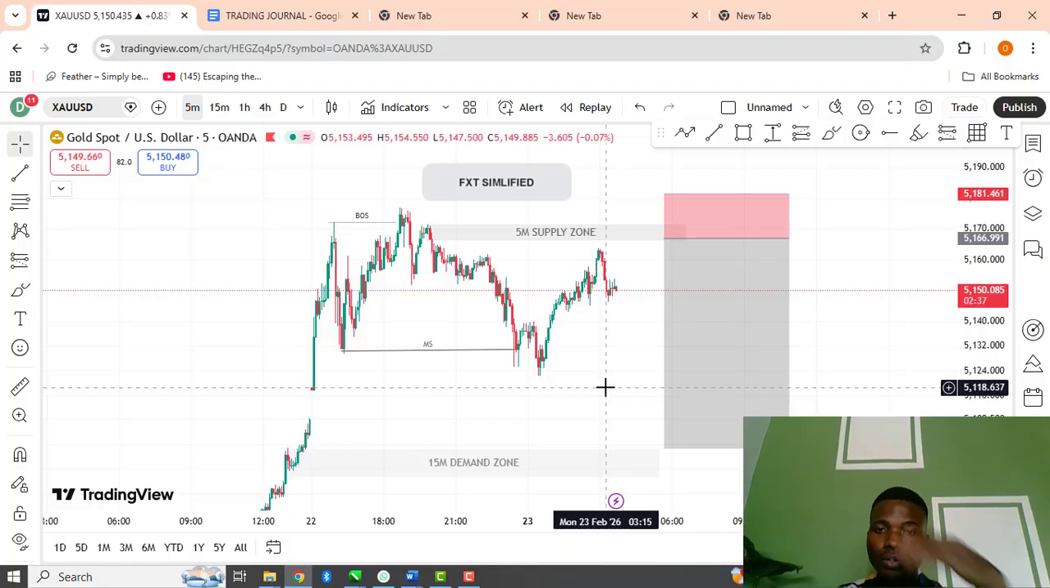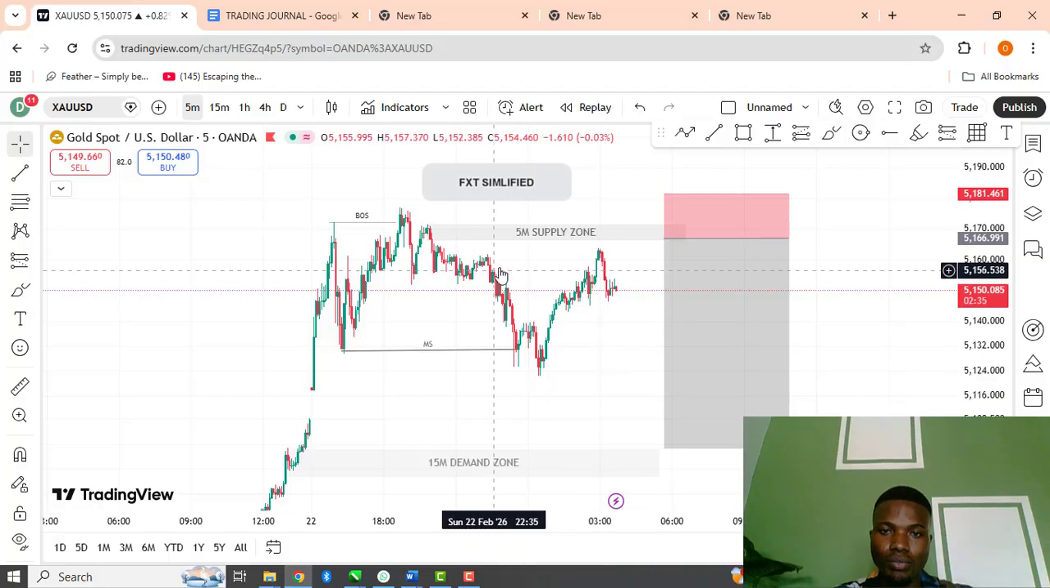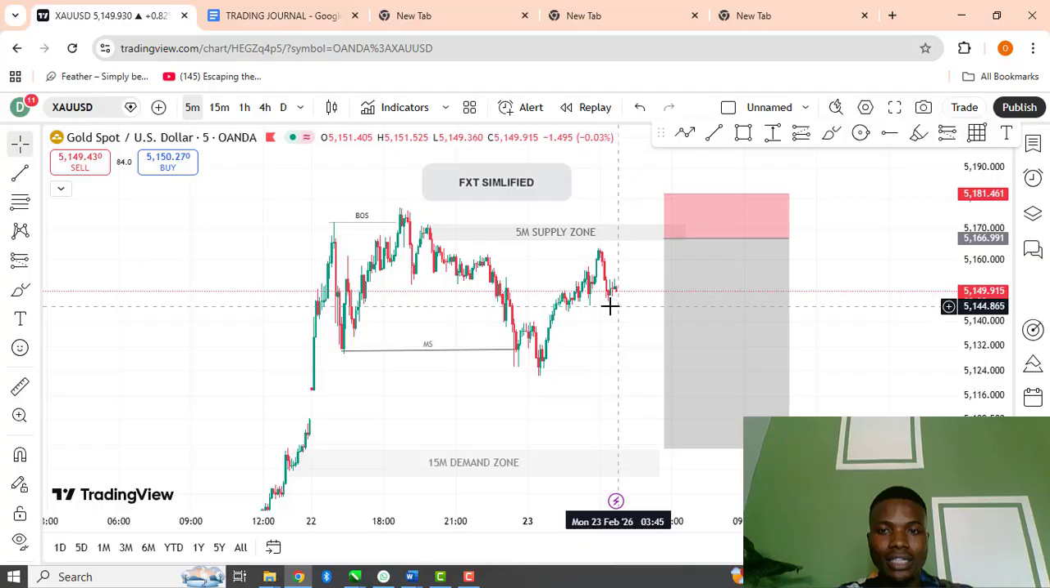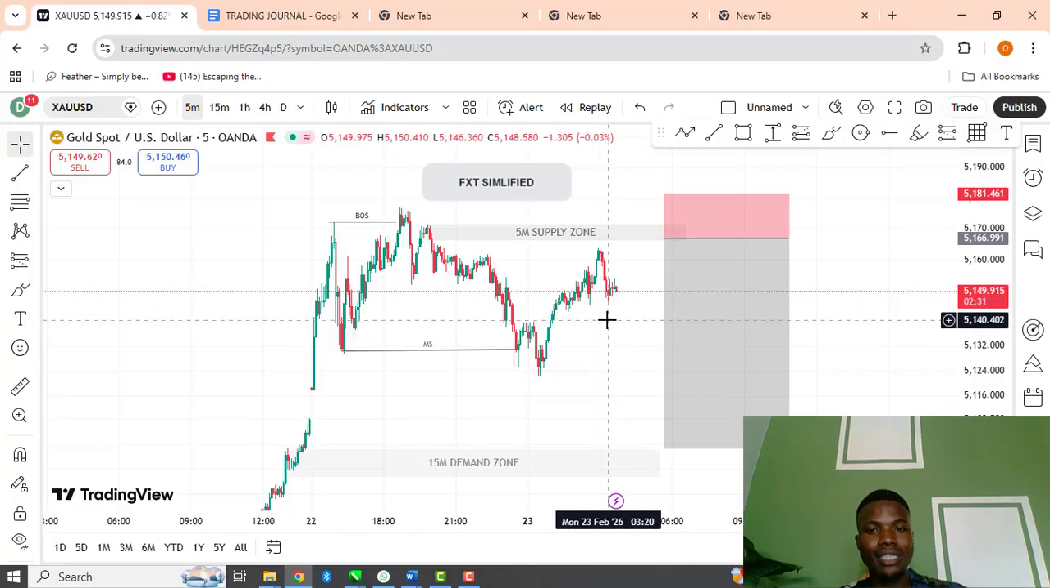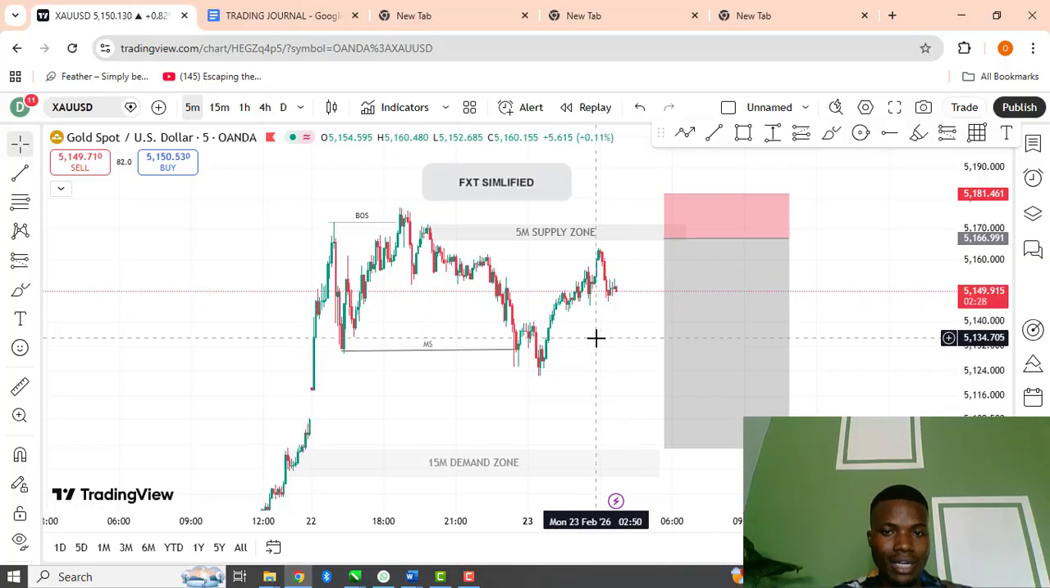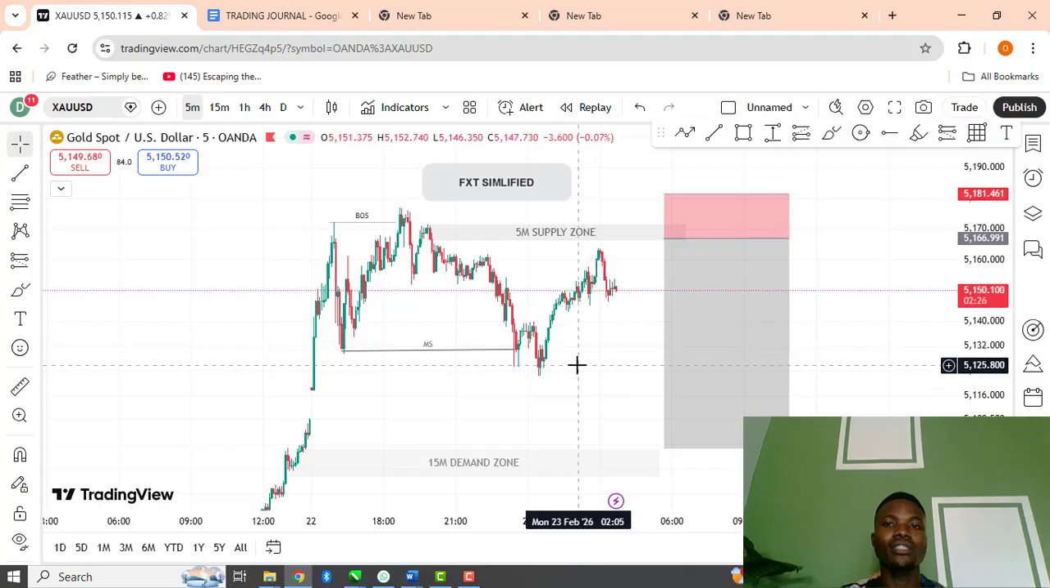Exactly. So let us see what price is going to do, because at this point right there we can't enter the trade. All right, we can't enter the trade right here. So let us see what price is going to do.